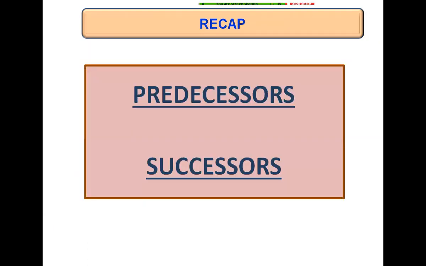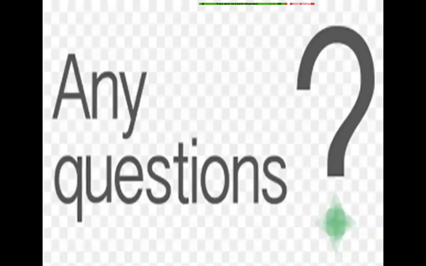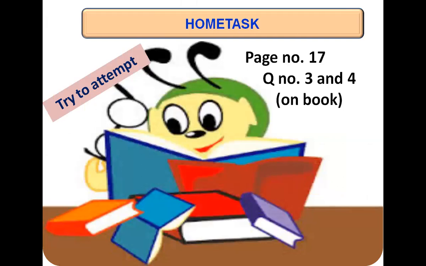So guys, today we studied predecessors and successors, and we came to know that predecessors are the numbers that come just before a number, and successors are the numbers that come just after the given number. Now, this is your homework on your screens right now. Page number 17, questions number 3 and 4. I want you guys to attempt these two questions in your books. Make sure you are writing today's date and day and mentioning that this is homework. And try to do it neatly.